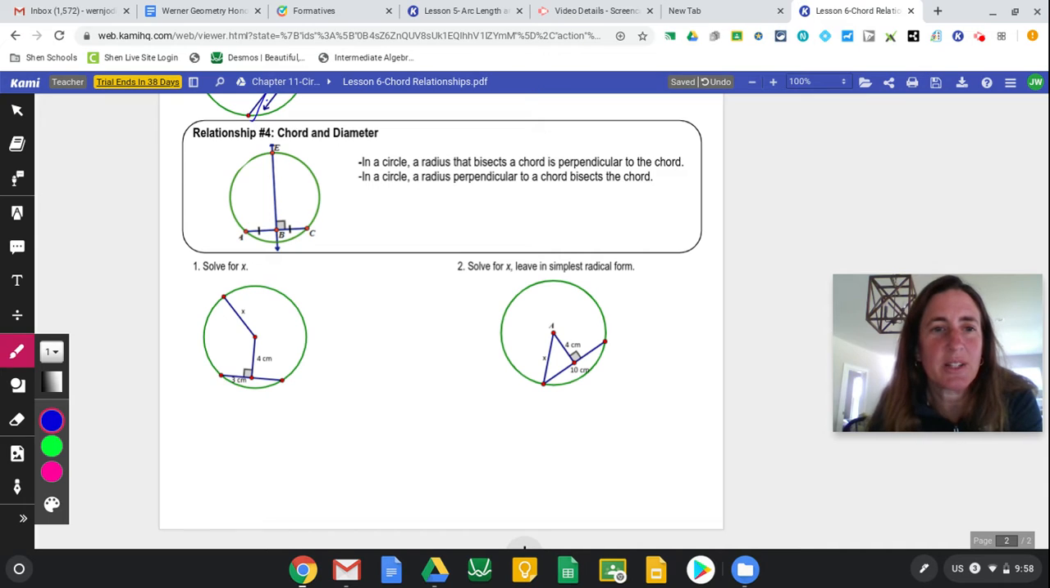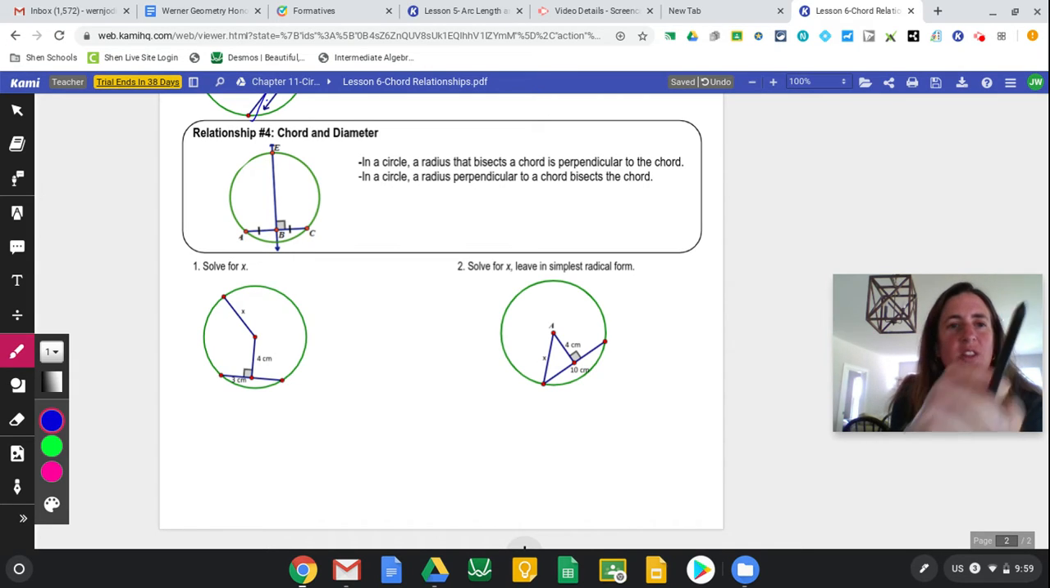Chord and a diameter. So it says, in a circle, a radius that bisects a chord is perpendicular to the chord. So here's a radius or a diameter, because a diameter is just a fancy extension of the radius. It means that it's making a perpendicular to that. It also bisects it there. That's kind of fascinating. Okay, so let's look at this example down here. Basically, the diameter acts as the perpendicular bisector to that chord.